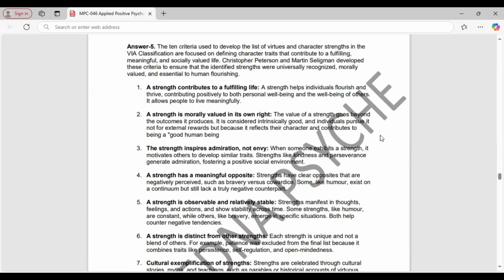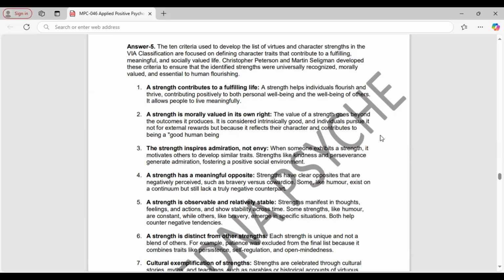A strength contributes to a fulfilling life. Strengths enhance personal and collective well being, enabling meaningful living. A strength is morally valued in its own right. Strengths are intrinsically good, pursued for their own sake rather than for external rewards. The strength inspires admiration, not envy. Strengths like kindness and perseverance motivate others to emulate them, fostering a positive social environment.